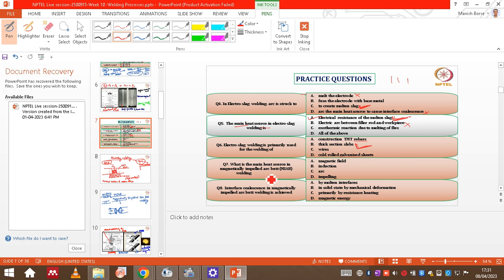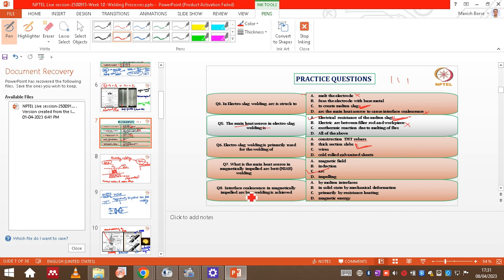So what is the main heat source in magnetically impelled arc butt welding? Again it is an arc only, right? Because of the arc, the interface will undergo the molten state, right?